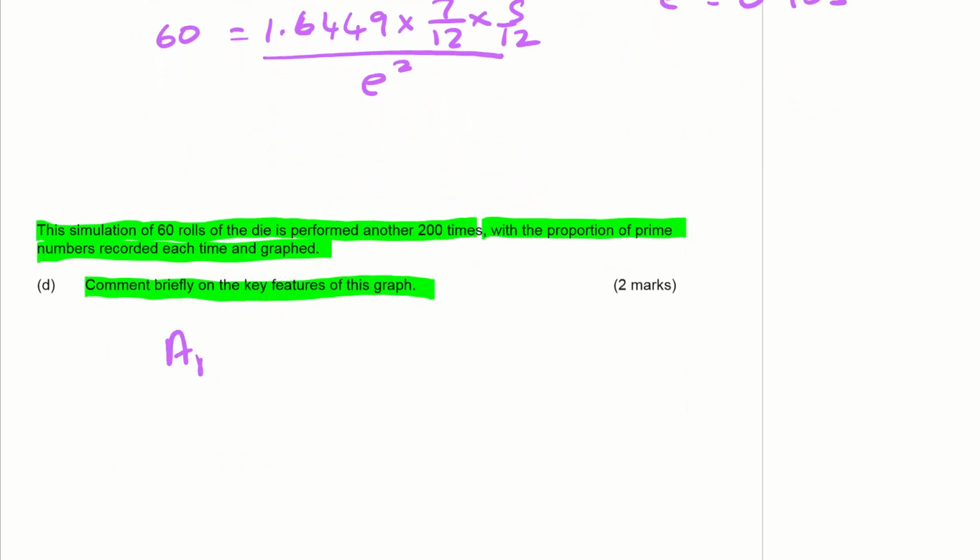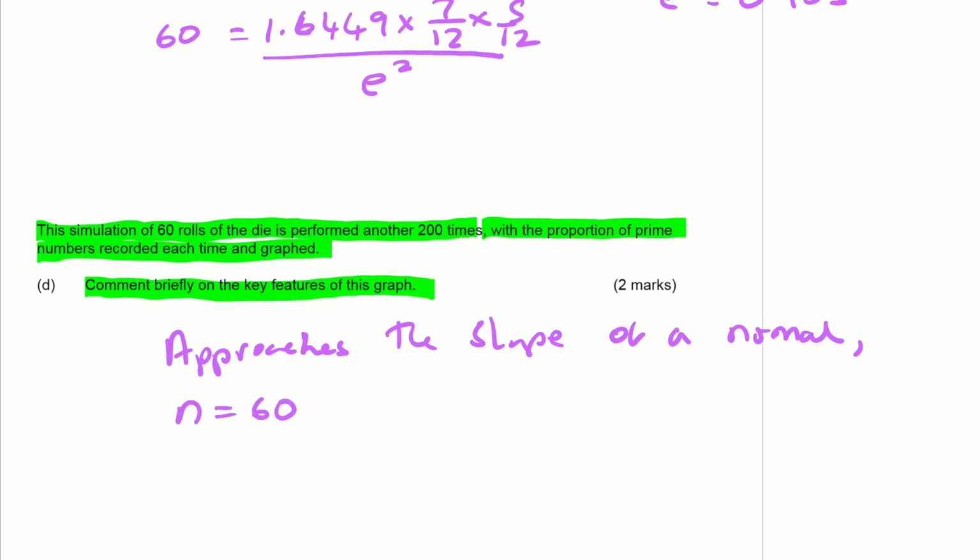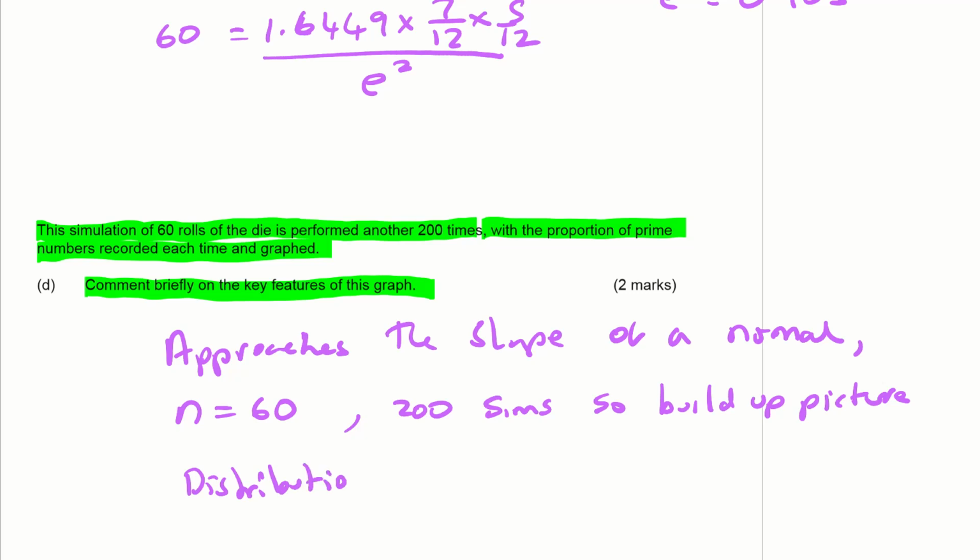Okay, well, it approaches the shape of a normal, and make a point about the n being equal to 60, and we've got 200 simulations. So build up a picture. The more simulations, obviously, the better the picture you build up. And the distribution is centered on 7/12 or 0.58.